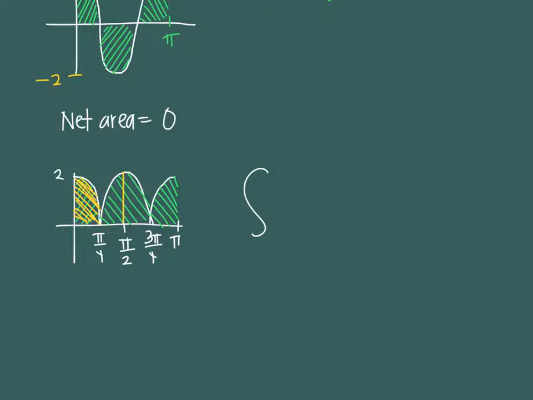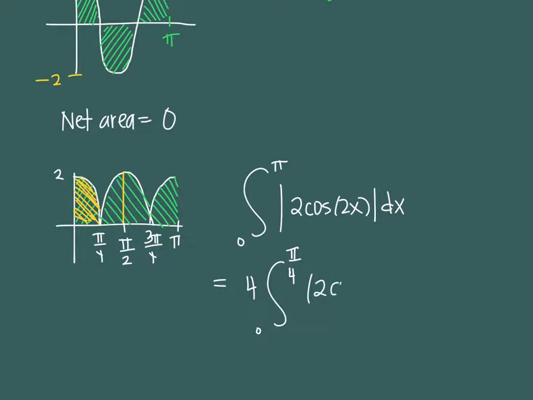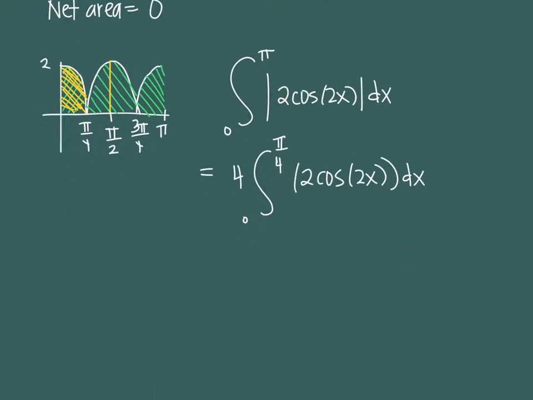Okay, you would say, all right, the integral from 0 to pi of the absolute value of 2 cos 2x dx is the same as 4 times the integral just from 0 to pi fourths of regular 2 cos 2x dx. So using some geometry, I can eliminate the absolute value. And then I can work on solving this by hand.